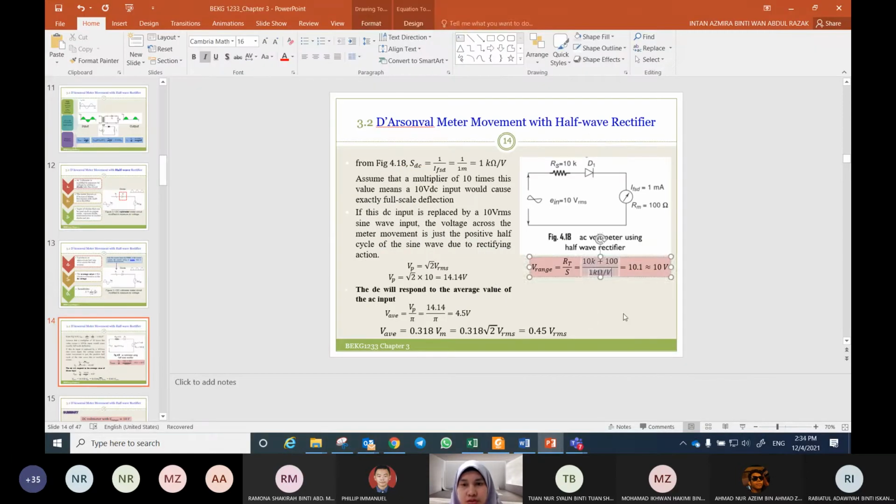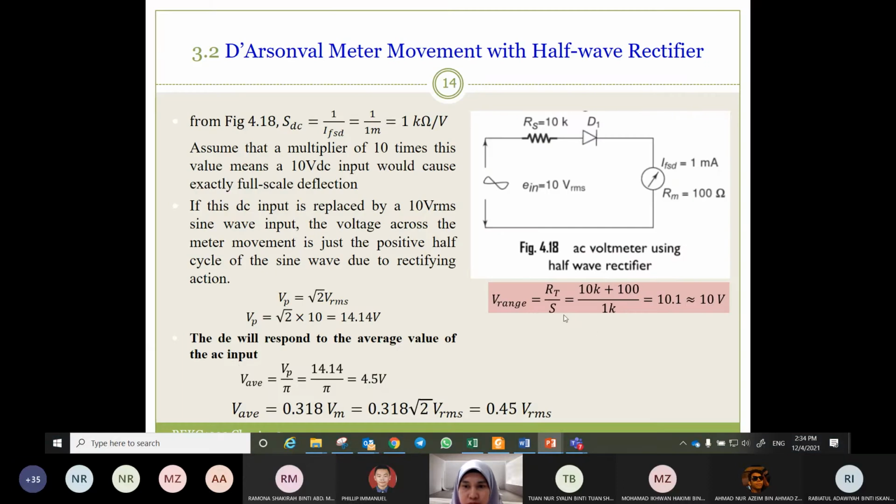Okay, class. Actually, no need to put unit during your calculation. No need to put the unit. Just put the unit for your final answer.